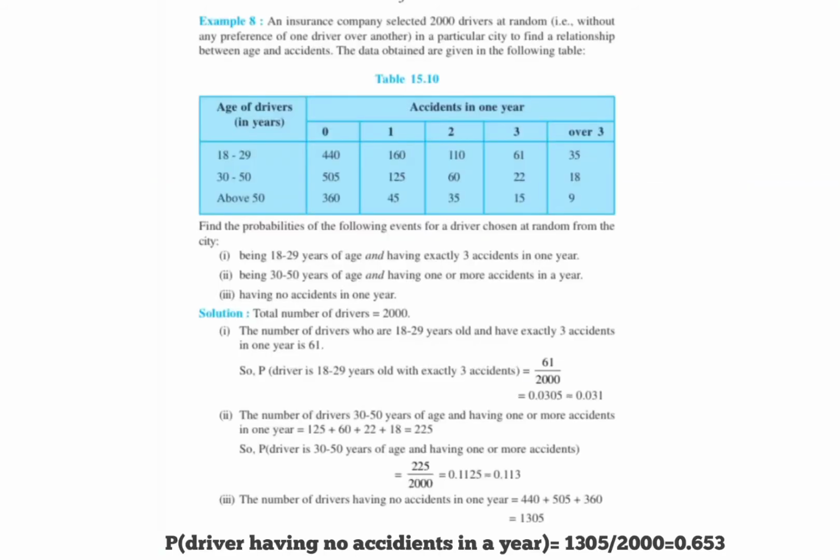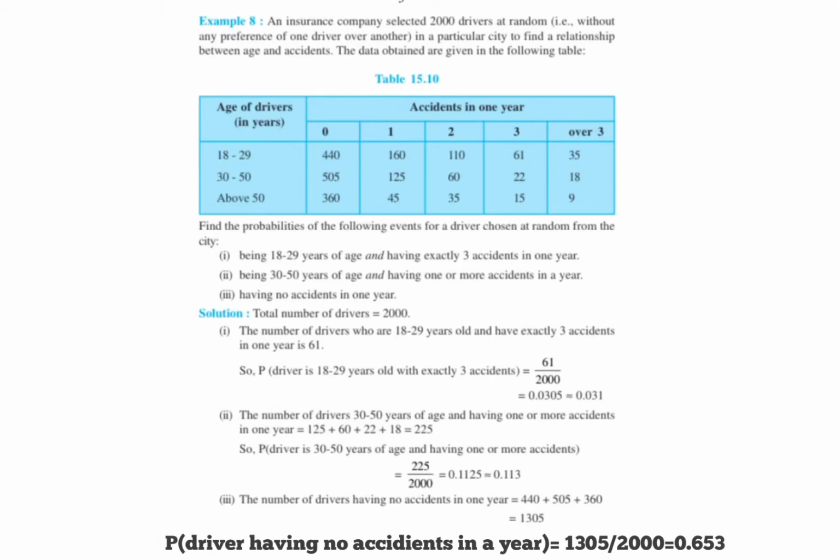0.1406. Next question. An insurance company selected 2000 drivers at random in a particular city to find a relationship between age and accidents. The data obtained are given in the following table. Find the probabilities of the following events for a driver chosen at random from the city. First one being 18 to 29 years of age and having exactly 3 accidents in 1 year. Second, being 30 to 50 years of age and having 1 or more accidents in 1 year. Third, having no accidents in 1 year.